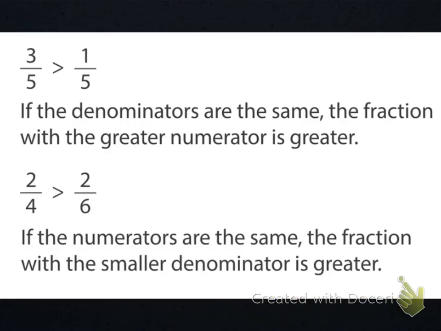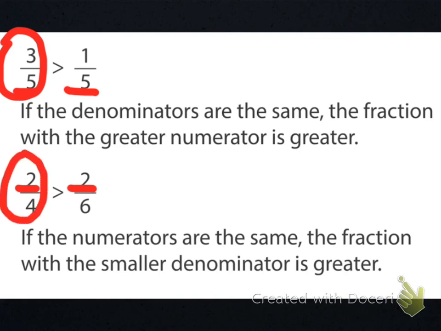So in conclusion, here are the rules that you want to remember. If the denominators are the same, as we see here, we have 2 5s, then it's the fraction with the greater numerator that is going to be greater. And in the second part, if the numerators are the same, that's our top number, these 2s right here, then the fraction with the smaller denominator, or bottom number, is going to be greater.